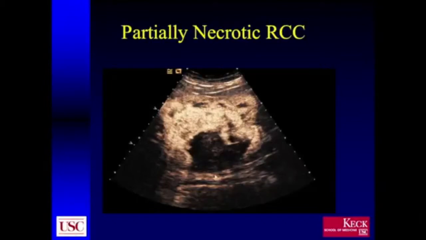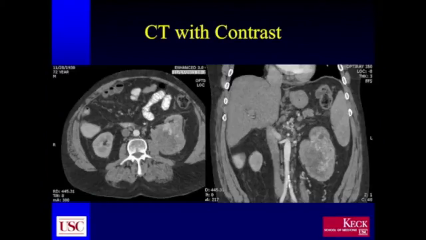In this particular case, you can see there's a very large mass occupying most of the central portion of the kidney, and that the kidney itself has been displaced laterally by this partially necrotic mass. This patient did have a relatively normal renal function and therefore underwent a contrast-enhanced CT, which very nicely confirms the features that we have just described on the contrast-enhanced ultrasound.